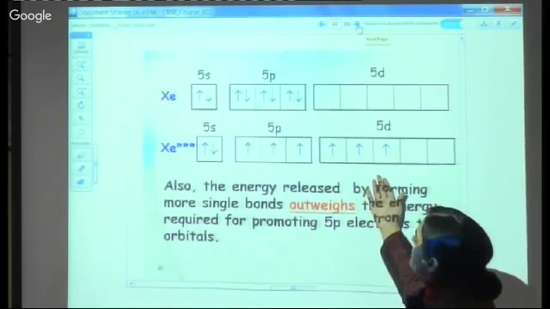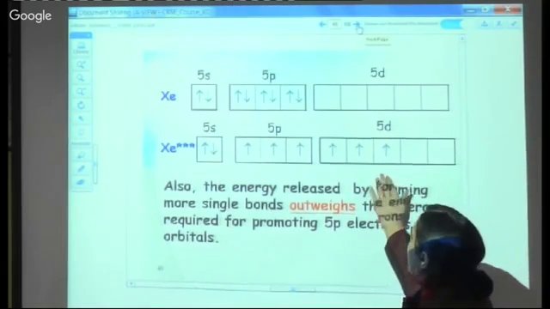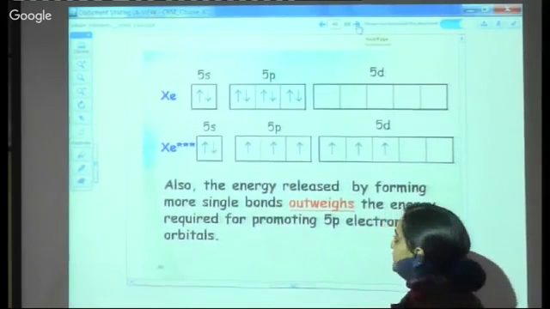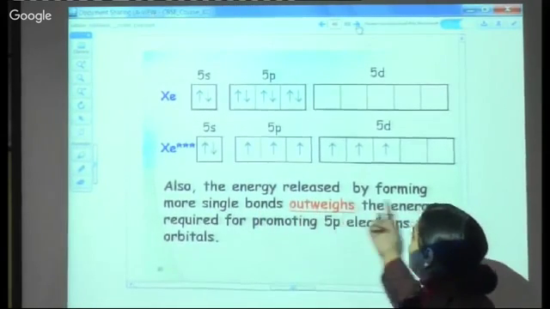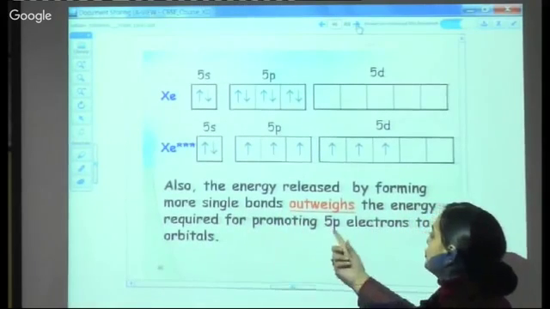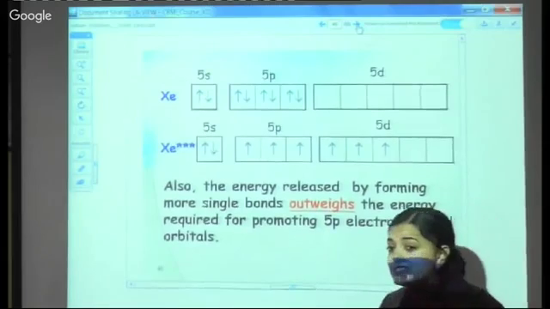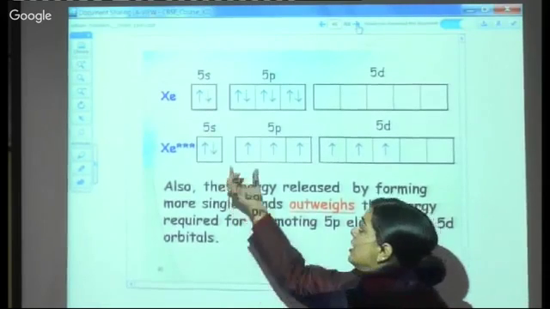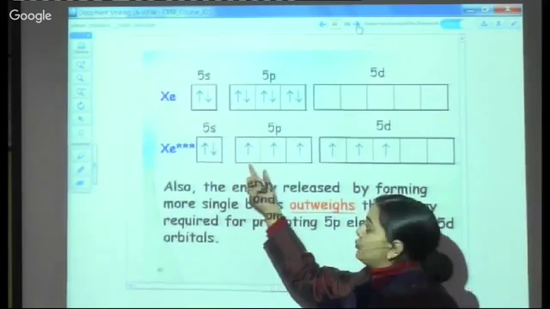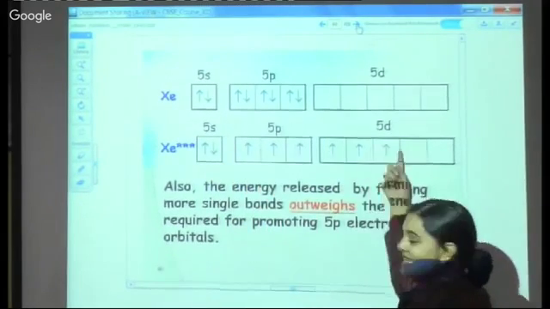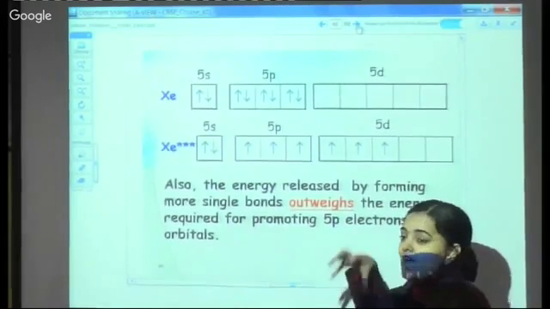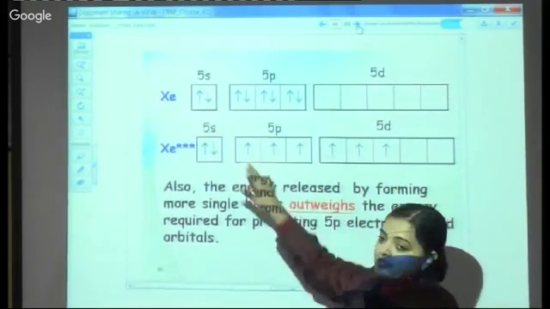So it goes like this for xenon, and we can have an XeF6 kind of a structure. Energy released by forming more single bonds outweighs the energy required for promoting the 5p electron. That means in xenon, the energy provided to the excited xenon to move these electrons to the d orbitals is lesser than the energy which is released by forming the bonds of fluorine with them.